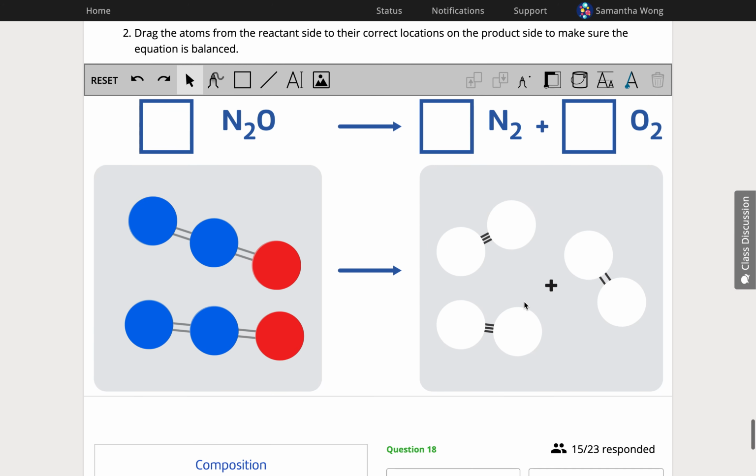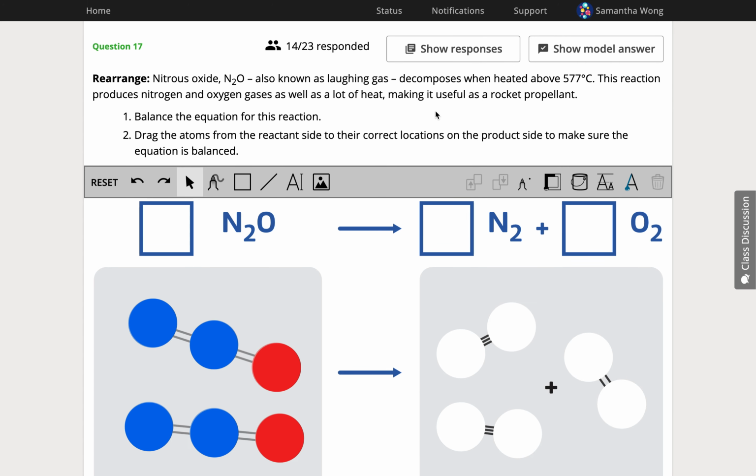Now question 17. What we are looking for here. Let me just read through the instructions. Nitrous oxide, N2O, also known as laughing gas, decomposes when heated above 577 degrees Celsius. This reaction produces nitrogen and oxygen gases as well as a lot of heat, making it useful as a rocket propellant. Now, for the activity itself, step 1, balance the equation for this reaction.